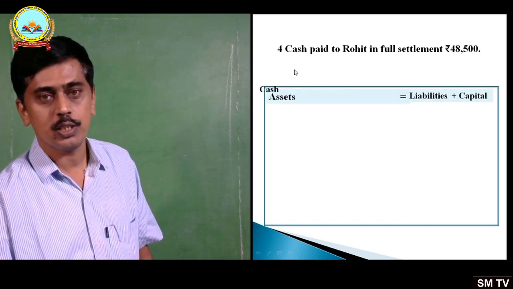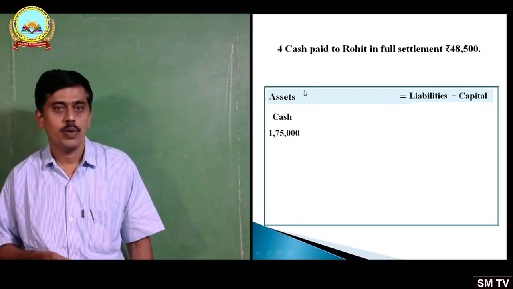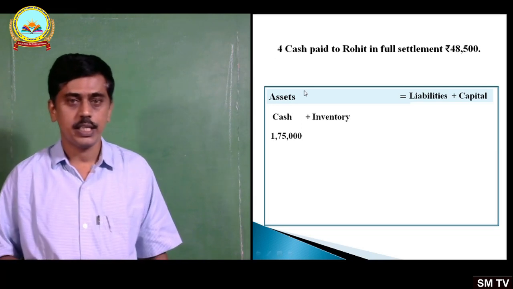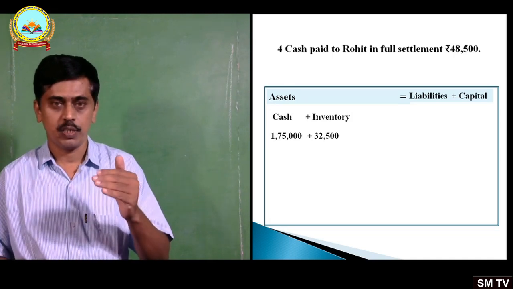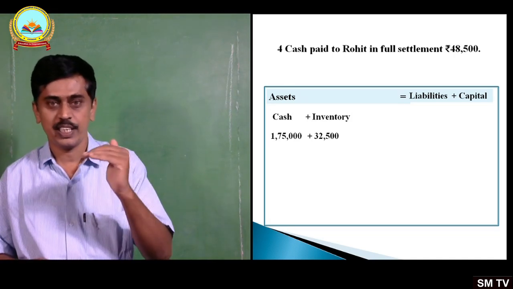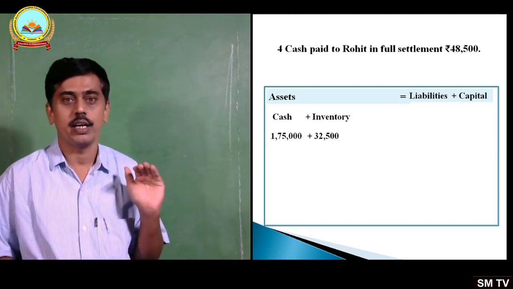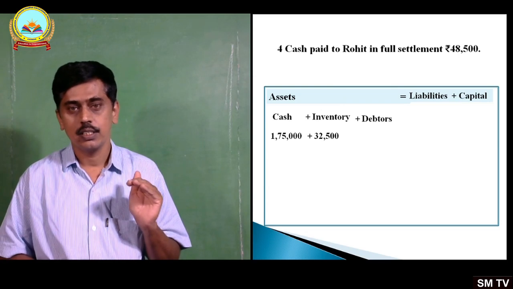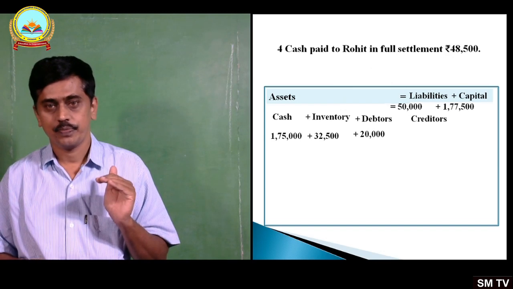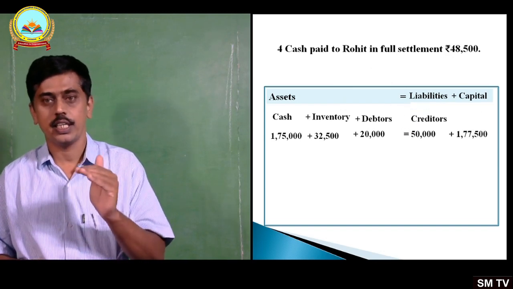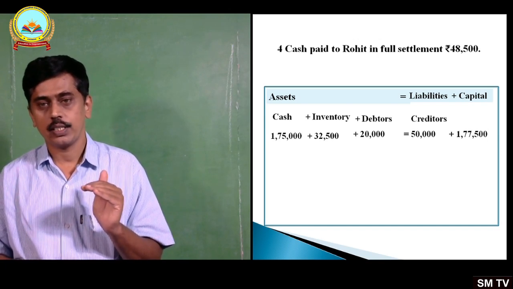Assets equals liabilities plus capital. Existing position, you write cash 1,75,000, inventory 32,500. You see, earlier it was 50,000 in the last transaction. Goods worth rupees 17,500 were sold to Manish, so now it is 32,500. And debtors, how much? 20,000. And creditors 50,000. Liabilities in that, creditors 50,000, and capital 1,77,500.